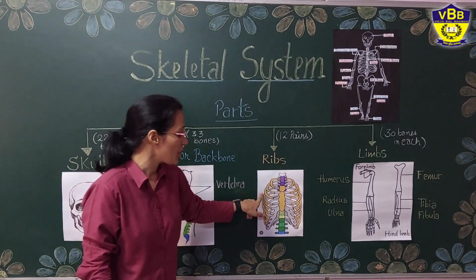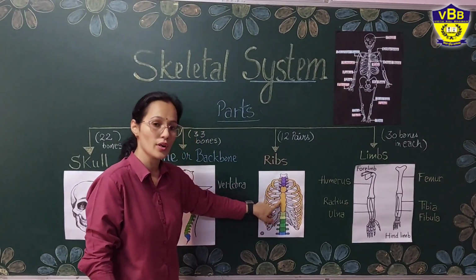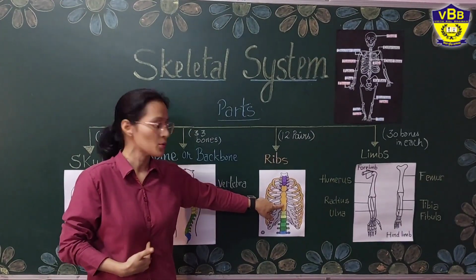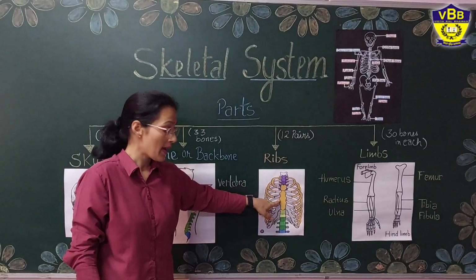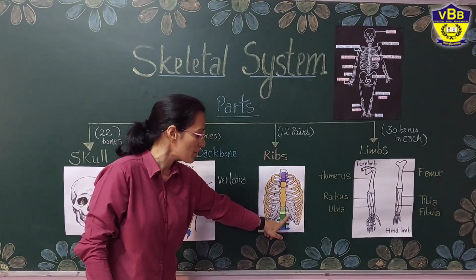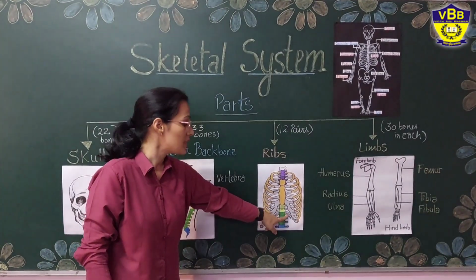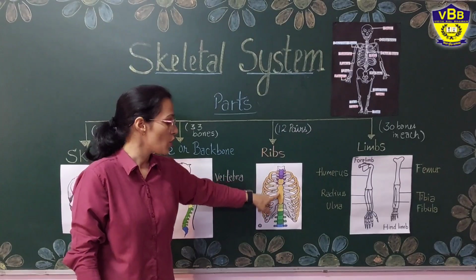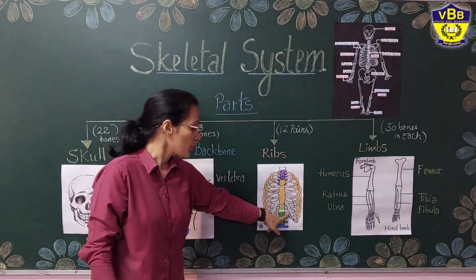So all these ribs are attached to the center bone that is known as the sternum. This is our center bone. It is also known as the chest bone. So all these ribs are intact with the sternum except the lower 2 floating ribs. You can see here the last 2 ribs. These are floating ribs. Why are they floating ribs? Because they are not attached to the center part of the bone, that is your sternum. So that is why they are known as floating ribs.